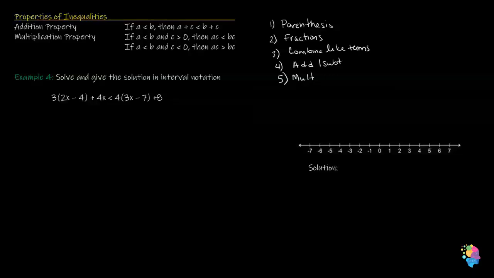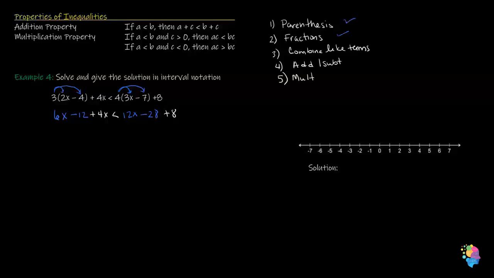So now we're going to use those steps to solve our inequalities. We start with parentheses. So I'm going to multiply 3 times 2x, that will become 6x, and 3 times negative 4, that will be minus 12. And we bring down the rest, so that is plus 4x. Don't lose the inequality. Then we do another parentheses, 4 times 3x, that is 12x. And then 4 times negative 7, that's minus 28. And then we bring down that plus 8.